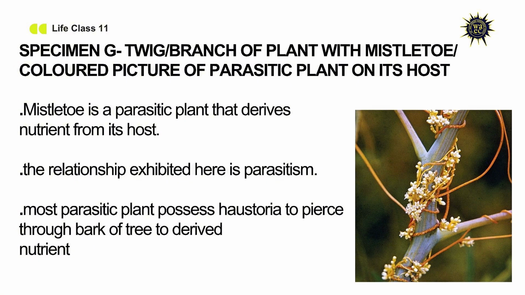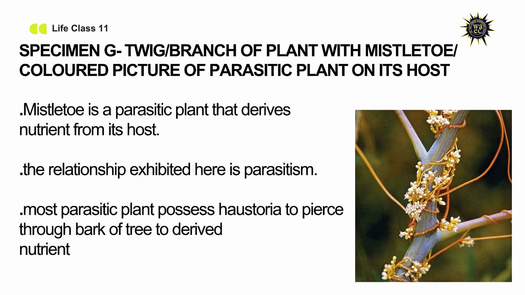So specimen G is twig or branch of plants with mistletoe, or you can get a colored picture of a parasitic plant on its host, and this is exactly what they asked. Now, you need to know that mistletoe is a parasitic plant that derives nutrient from its host. So whether it is mistletoe or any parasitic plant you can get, just know that the relationship exhibited here is parasitism.